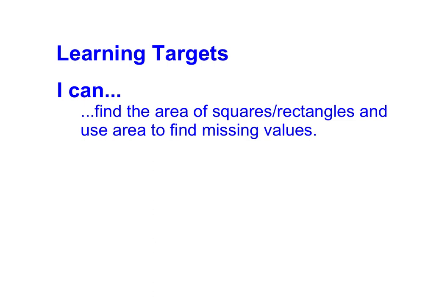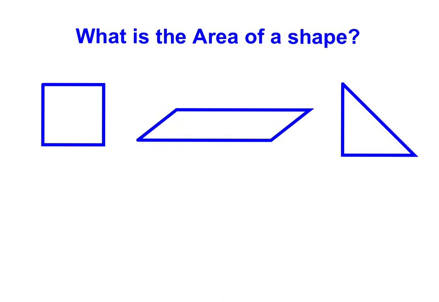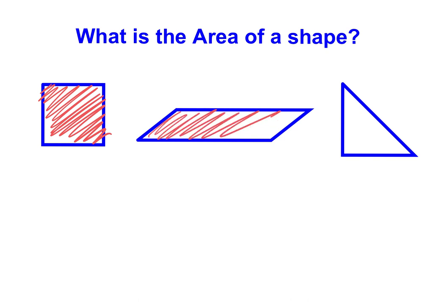So in this video, we're going to find the area of squares and rectangles and then use our knowledge of area to find missing values. Now, before we actually start working with area, we need to talk about what area is. What most students know about area is that it's the region, the space that is enclosed by a shape. Most students know that area is a 2D measure of what type of space is covered on the inside. On the next slide, we're going to break that down further.